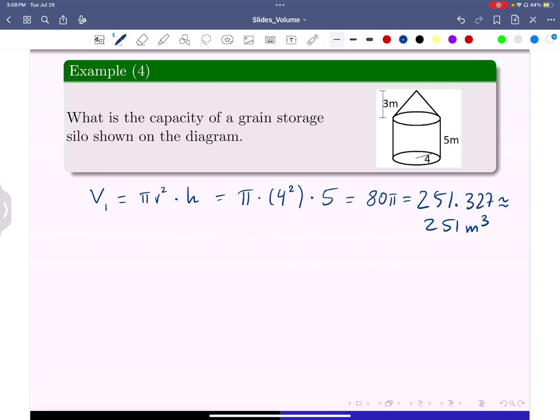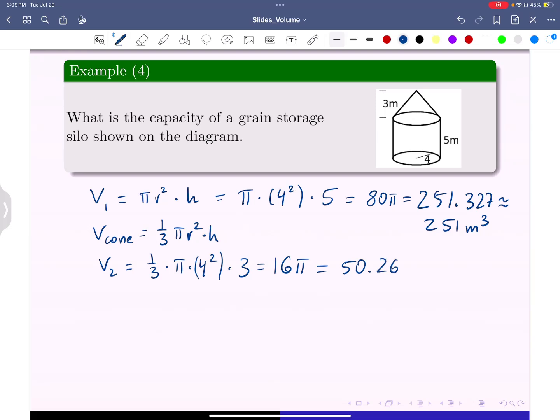And now the volume of a cone would be 1/3 of the area of the base times height. The area of the base is a circle again, so pi r squared. The height is right here, so that's the same as this height. So volume 2 would be 1/3 times pi times 4 squared times 3 in that case. So that would be 16 pi, or 50.26, which is approximately 50 meters cubed.